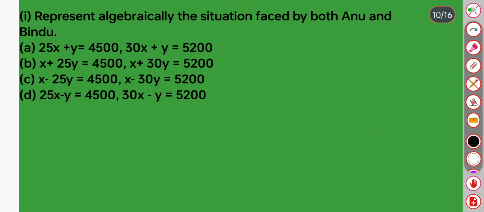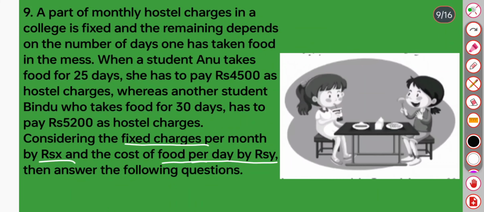Represent algebraically the situation faced by both Anu and Bindu. Okay, so we have to create the equation for both Anu and Bindu. Now if you see the condition for Anu, she takes food for how many days? 25 days. Since for 25 days she has to pay for food per day, but also she has to pay some fixed amount.